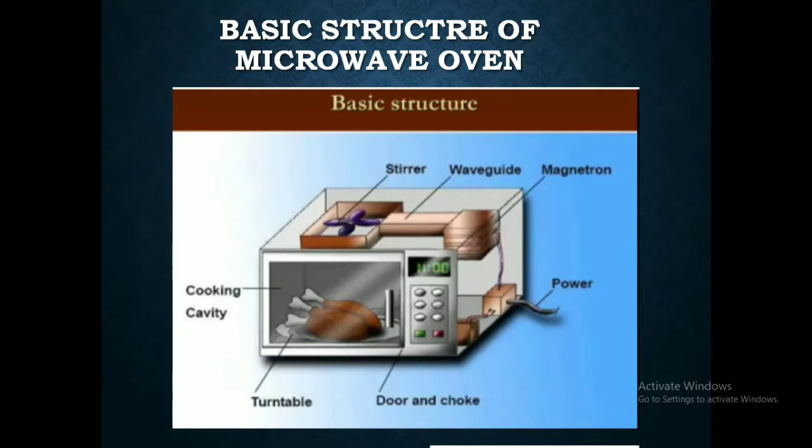The basic structure of the microwave oven looks like a box-like structure. There are mainly seven parts in the basic structure of a microwave oven. First is the cooking cavity, where we can store our food so it will cook. Turntable, where we can place our food. Door and the choke, power button, magnetron, waveguide, and the stirrer.